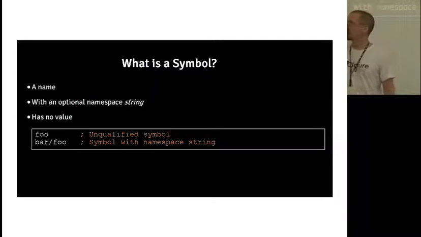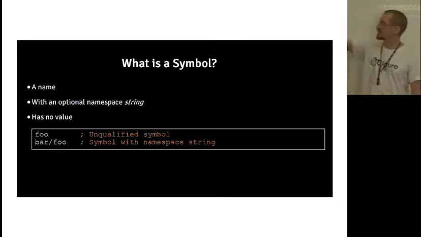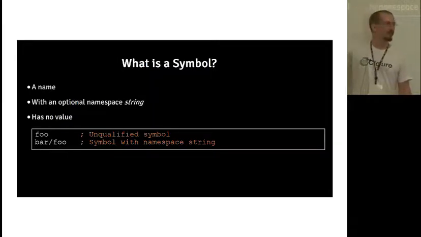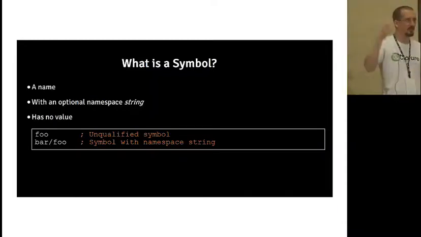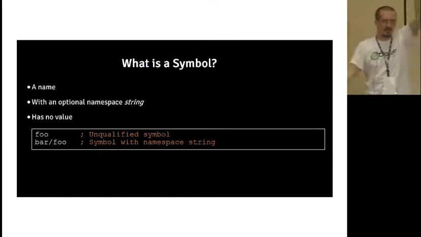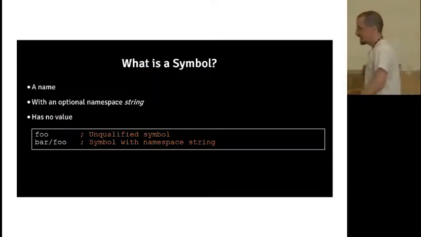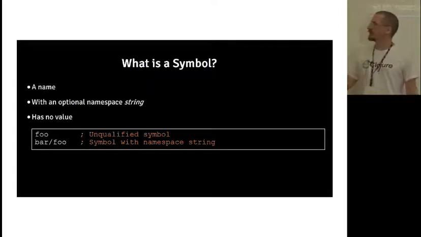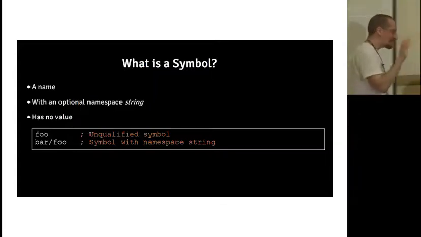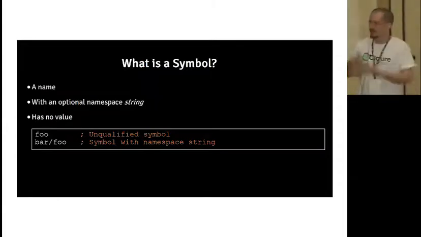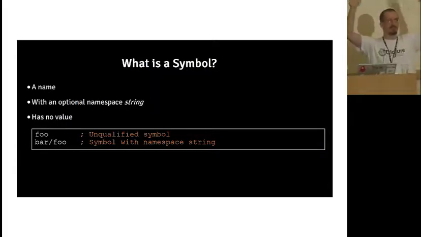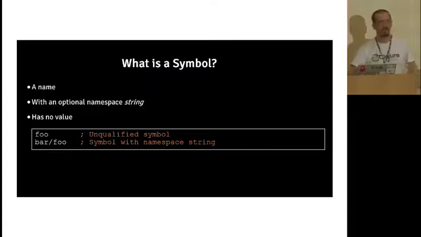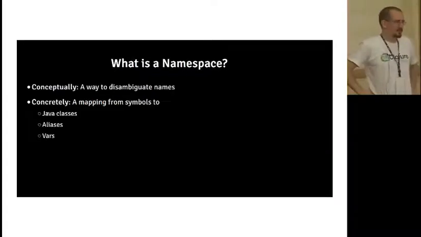Now, this is a little confusing. Symbols can have this bit before the slash. So here's a symbol with the namespace bar and the name foo. We don't want to confuse that with Clojure namespaces, like the libraries that we load that have an ns at the top. That's a namespace with a bunch of stuff in it. We'll talk about what a Clojure namespace is in a minute. There's an unfortunate convergence of terminology. Symbols can have a namespace string, but that is not exactly the same thing as a Clojure namespace. We'll clear that up as we go on. So a symbol is just a name, maybe with a namespace string. That's all it is. They don't have values.